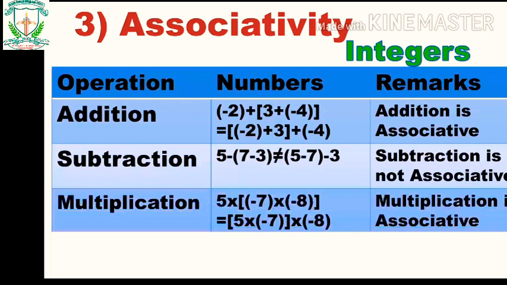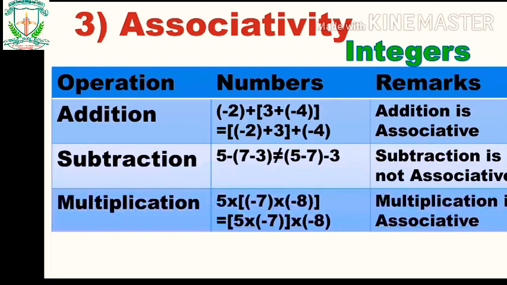5 into bracket minus 7 into minus 8 is the same as bracket 5 into minus 7 bracket into minus 8. Here also we need to solve the brackets. Minus 7 into minus 8 will give us 56. Minus into minus is plus. So we are going to get plus 56. Then 56 into 5. The result is 280. LHS we are getting as 280.